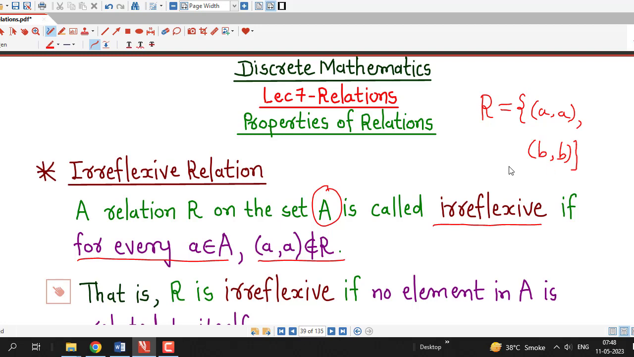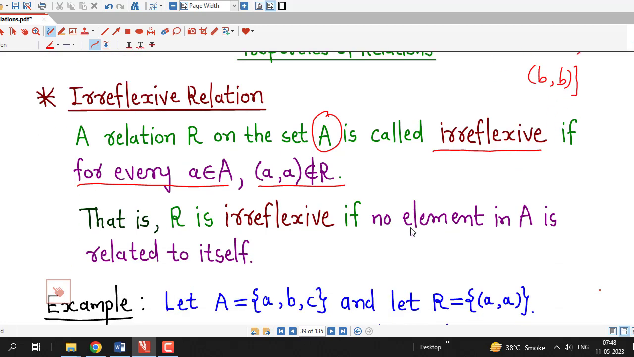In other words, relation R is irreflexive if no element in set A is related to itself. This we can rewrite in this way also: a is not related to itself by the relation R. So relation R is irreflexive if no element in a given set is related to itself by that relation R.